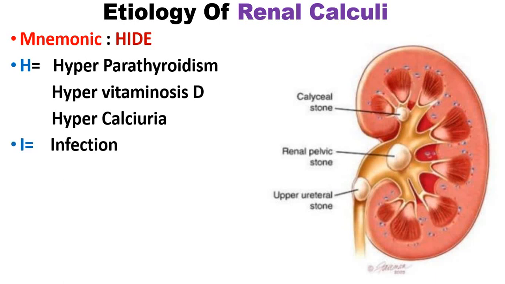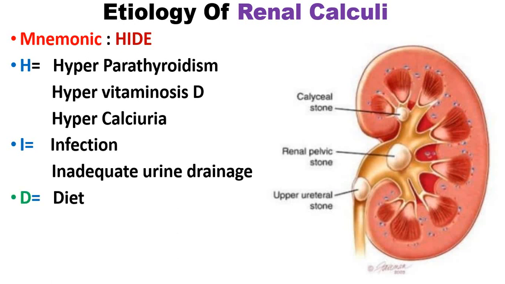The next one is I. I is infection. It can cause staghorn stones. Different urease-producing bacteria can cause renal calculi. The next I is inadequate urine drainage. It can cause renal stones.